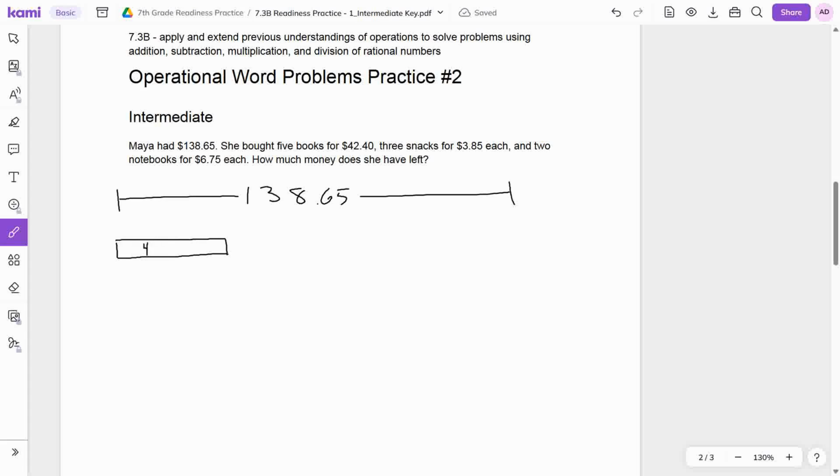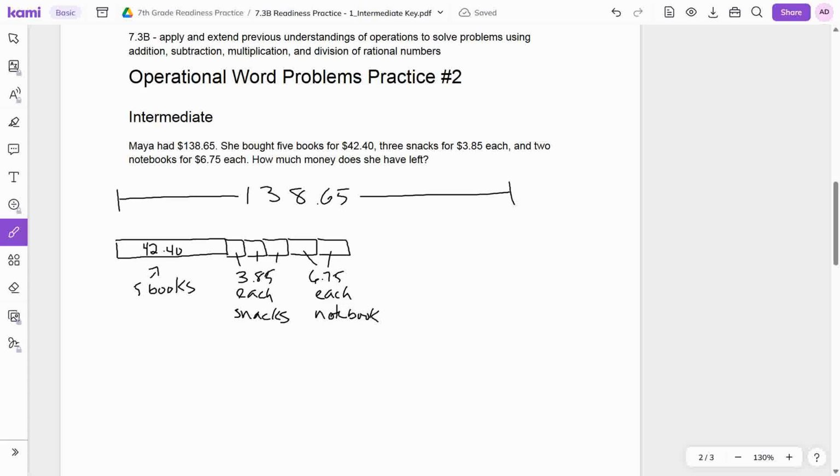and that's going to be $42.40, and there's my 5 books. So it doesn't really matter because we have that nice lump sum. Now 3 snacks for $3.85 each. All right, so I'm going to write those separately, and each of those are going to be $3.85 each. Those are my snacks. 2 notebooks for $6.75 each, so let's draw those. $6.75 each. That's a notebook.